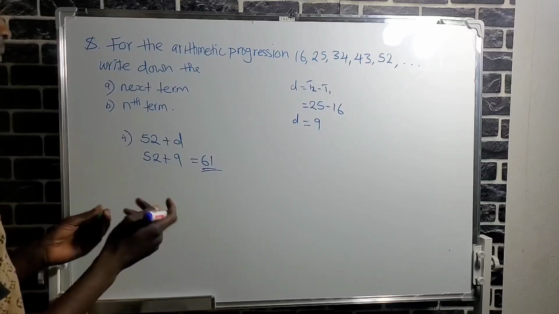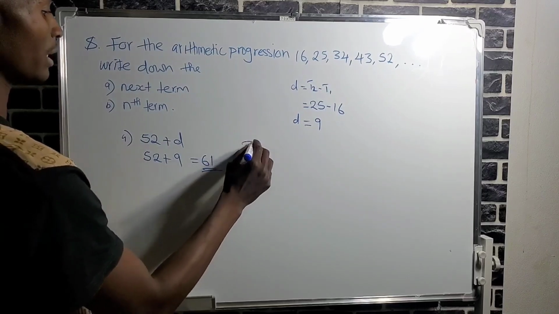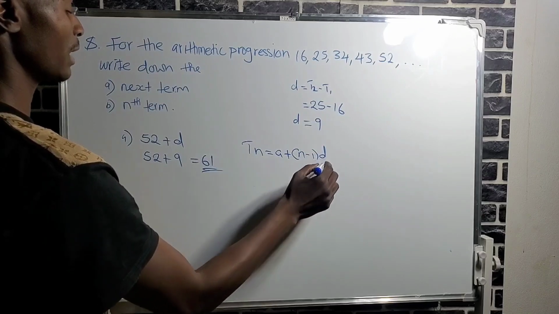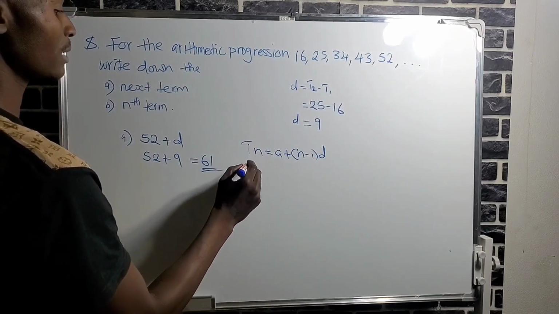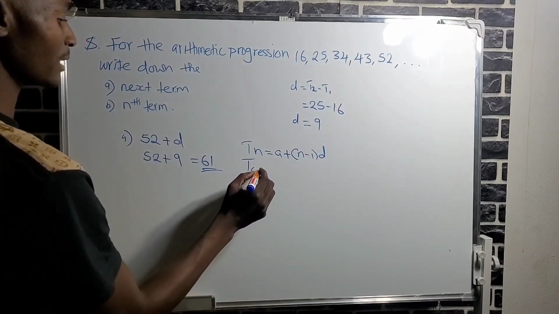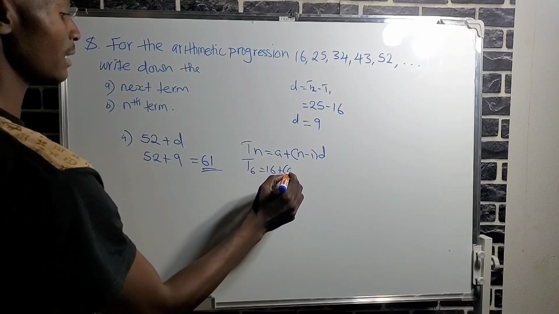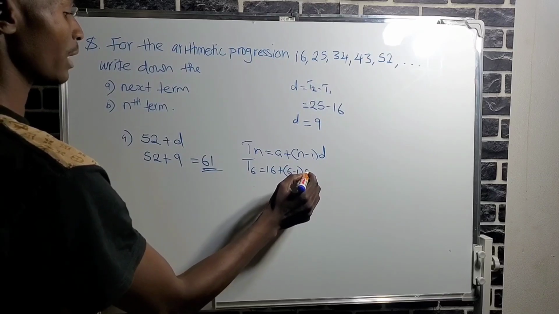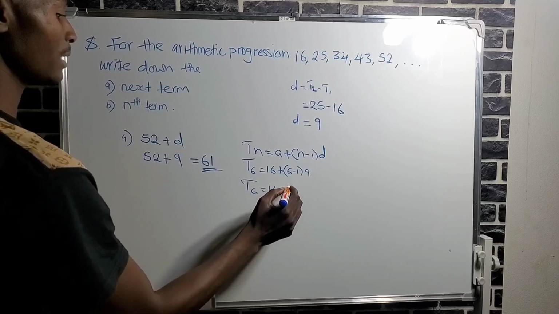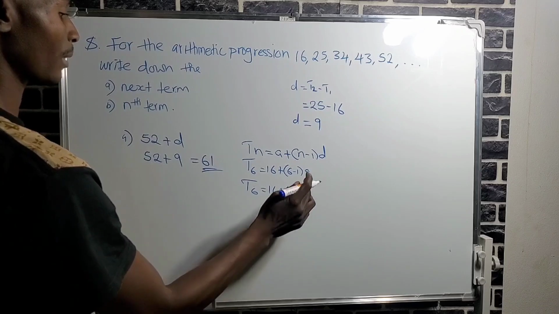Okay, if you want, you can use the formula, but it will just waste time. Formula: Tn is equal to A plus open bracket n minus 1 close bracket d. Tn, this is term number 1, 2, 3, 4, 5, 6. So term number 6 we are finding. First term is 16 plus open bracket n is 6 minus 1 close bracket, d is 9. So T6 is equal to 16 plus, this is 5, so 5 times 9.